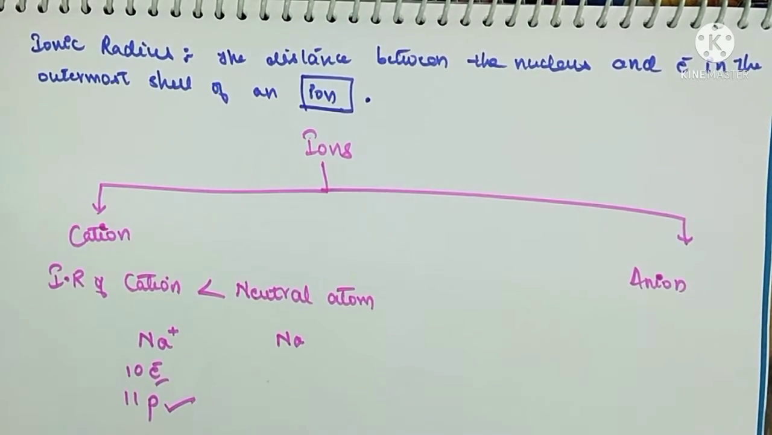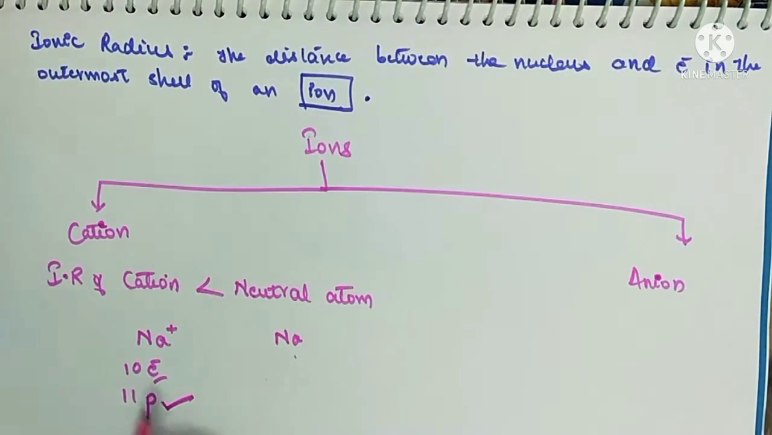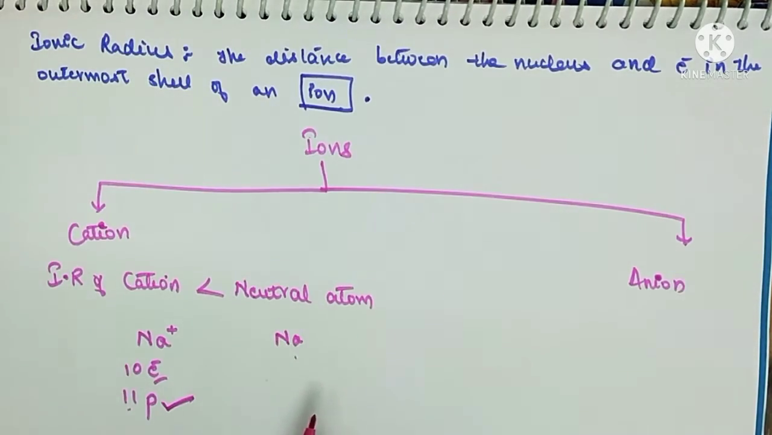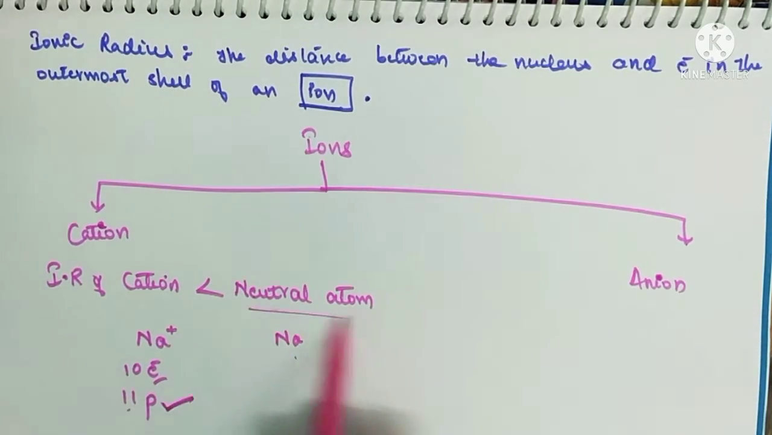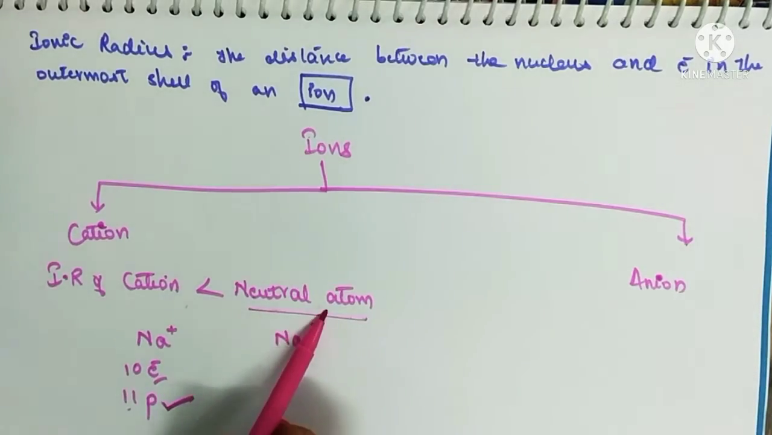So what happens is here the nuclear charge increases. In the neutral atom we have no net nuclear charge, but whereas in the cation we have more nuclear charge. Due to that reason, the size of the cation is always less than the neutral atom. That is, ionic radius of cation is always less than the neutral atom.